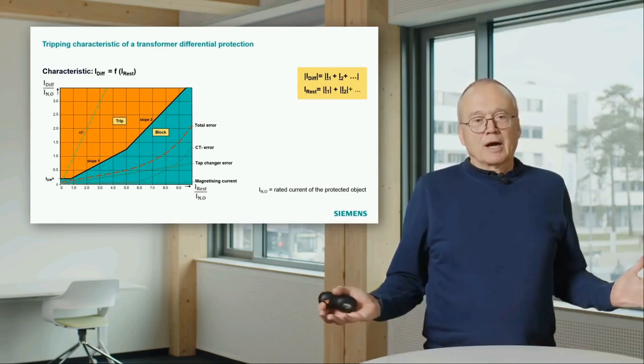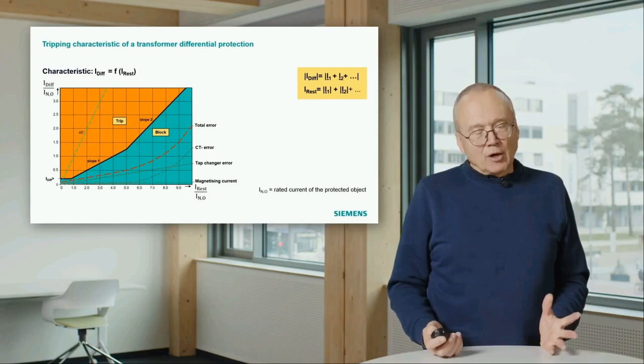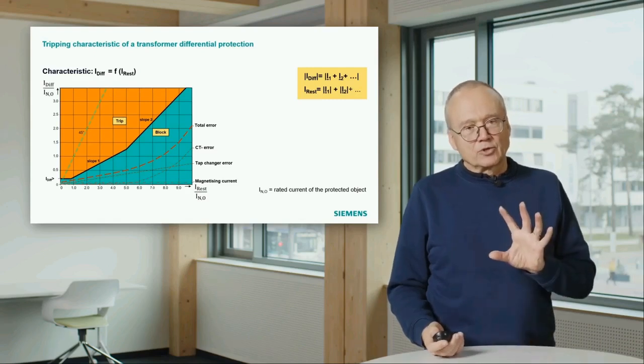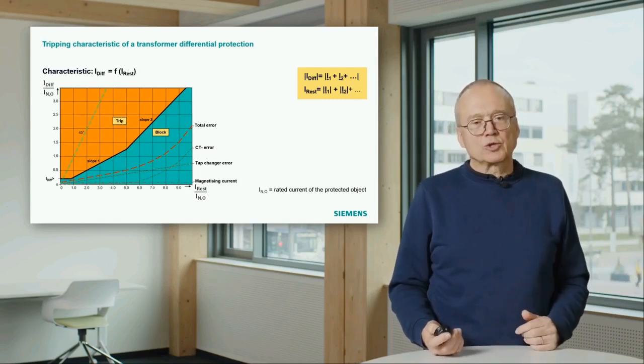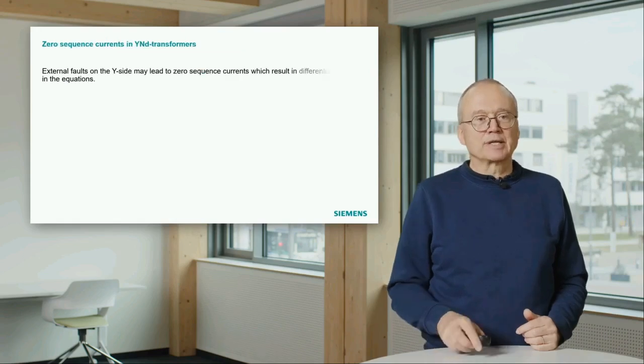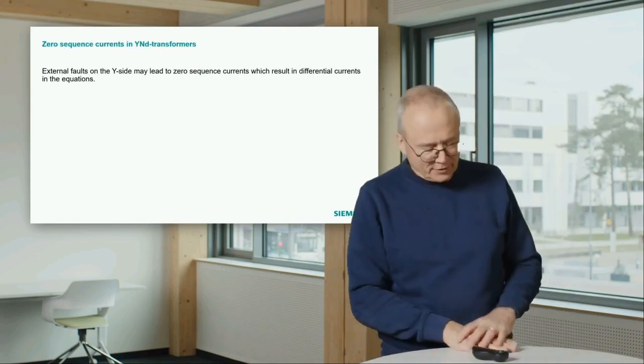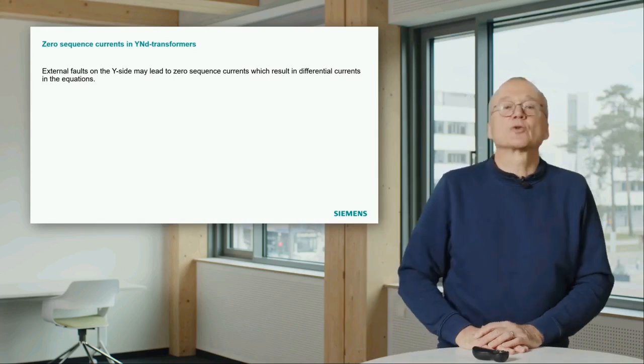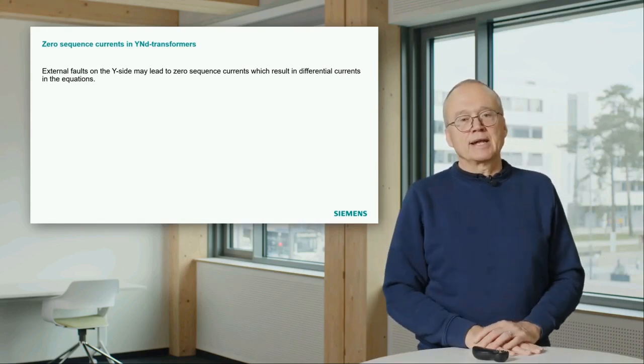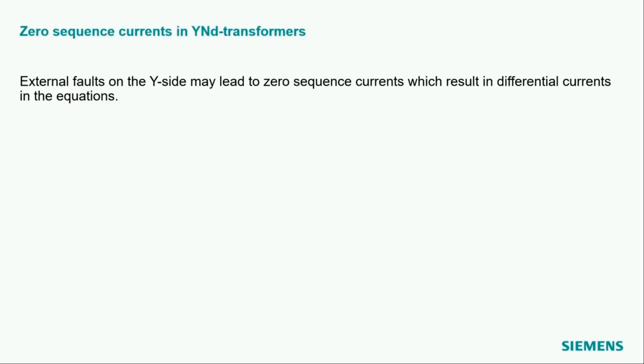So that is how the thing works. Now we have to look at two issues which additionally have to be taken into account. One thing is the problem with zero sequence current in YND transformers. That means in transformers where we have one side with a star connection, where the star point is grounded, and the other side a delta connection.